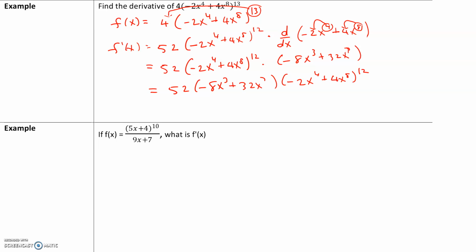Last but not least, at least for the video, we want to differentiate the problem f of x equals (5x plus 4) to the 10th over 9x plus 7. Now notice this is a quotient, so we apply the quotient rule, which is: d of x times n prime of x minus n of x times d prime of x, divided by d of x squared.